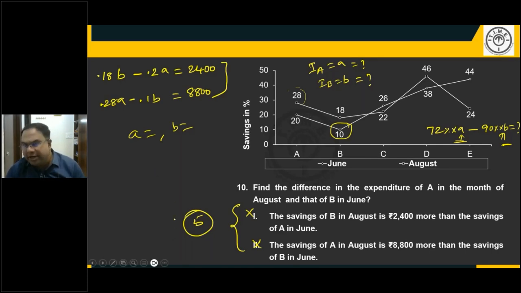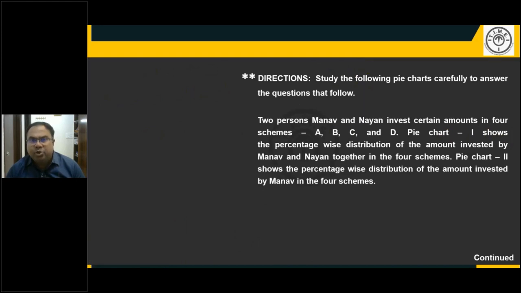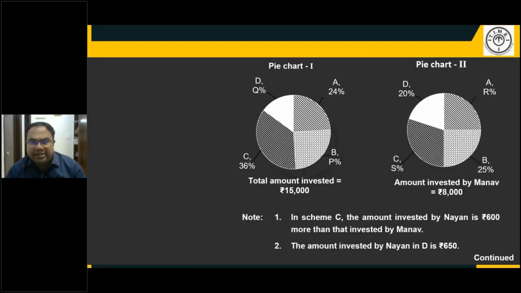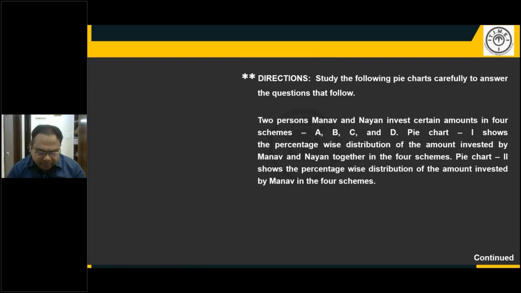Right? So let's move ahead. Look at this. Go through this statement. First, read this one. This is your question number 11 to 15, IBPS PO Mains 2021 exam.